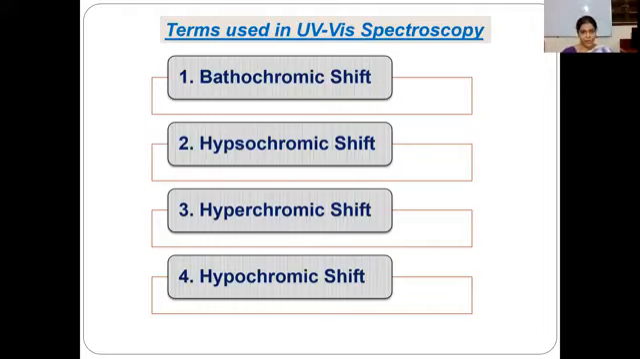There are 4 shifts. 2 are related with wavelength and 2 are related with molar extinction coefficient. Bathochromic shift or red shift, hypsochromic shift or blue shift, hyperchromic shift and hypochromic shift.